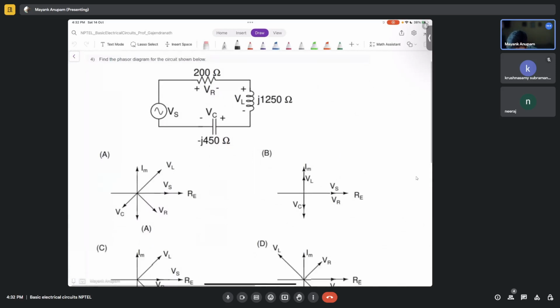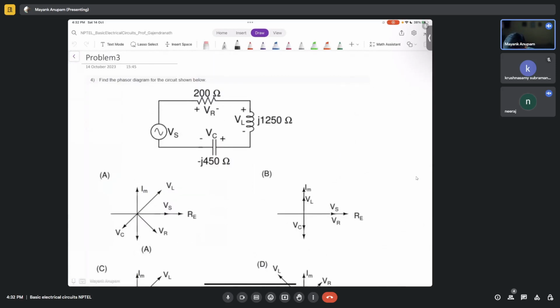Find the phasor diagram for the circuit shown below. So we need to find out what is the phasor diagram for this circuit. How do you draw the phasor diagram? Since nothing is given, you assume that the voltage source here is at angle 0 degree. Well, there will be some magnitude.